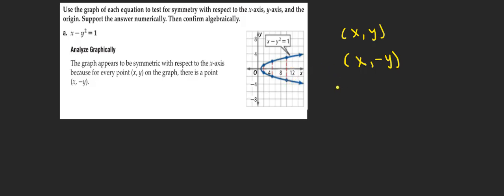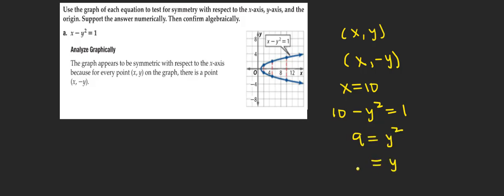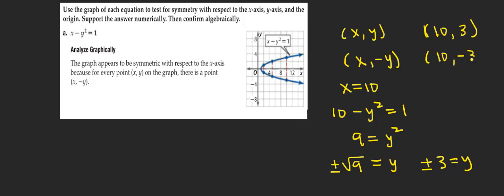So let's take a look at it. Let's see what happens numerically. If x equals 10, you get 10 minus y squared equals 1. Therefore, you get 9 equals y squared. And you know that y is plus or minus the radical of 9, which means it's going to be plus or minus 3. So when x equals 10, you're going to get positive 3 and also negative 3. So numerically, we supported that this is symmetric with respect to the x-axis.